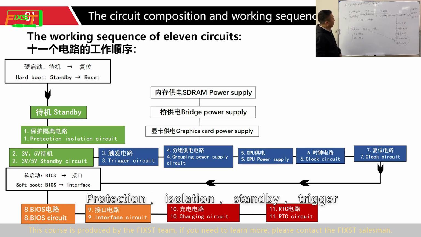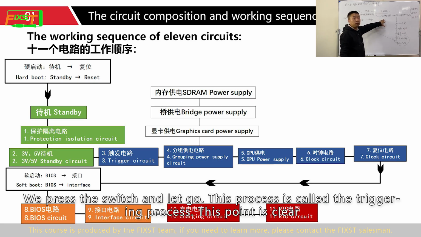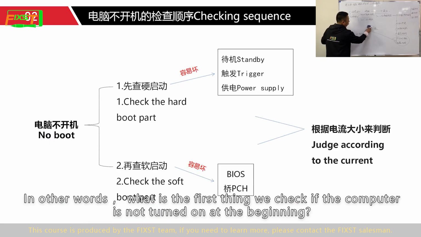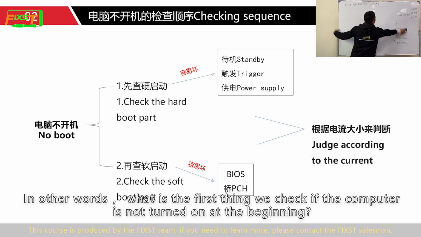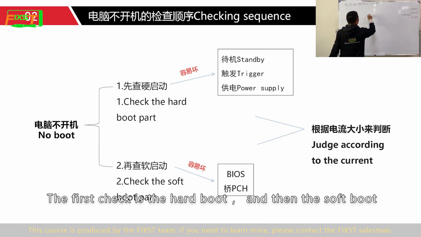Protection, isolation, standby, trigger. The so-called trigger is clicking the switch. We press the switch and let go. The process is called the triggering process. This point must be clear. In other words, what's the first thing we check if the computer does not turn on at the beginning? The first check is the hard boot, and then the soft boot.